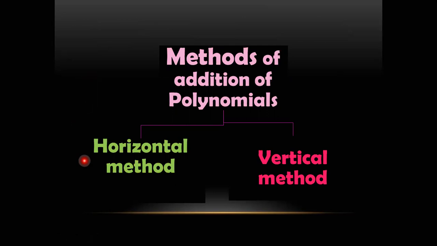Horizontally means they are written in one straight horizontal line and they are added to each other. And vertically means one polynomial is written on one line, and below that line another polynomial is written, and by drawing a line below them we add them. So this is called the vertical method. In this unit, we will follow the horizontal method of addition of polynomials. Similarly, for subtraction and multiplication, we can follow the horizontal and the vertical methods.